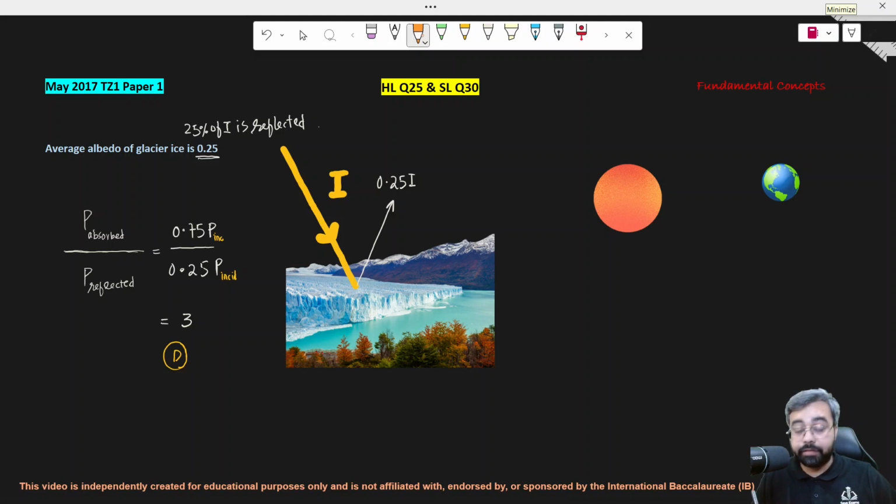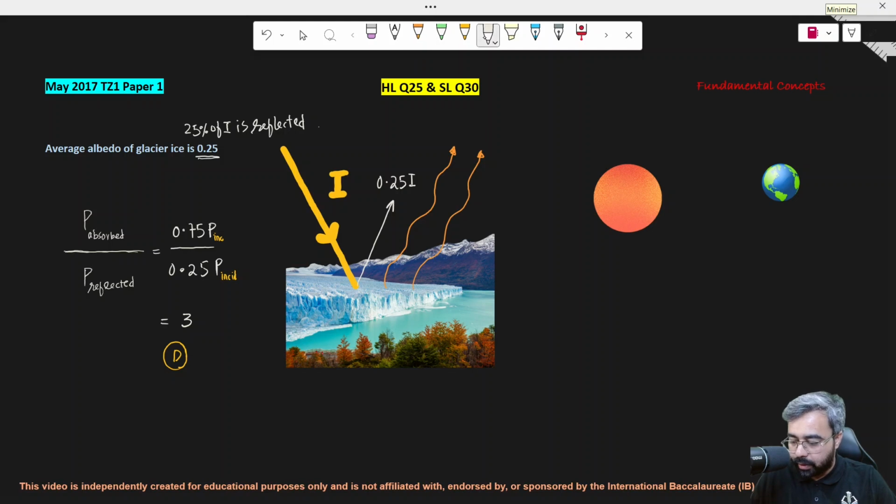So if 25% is reflected, then what happens with the rest of that? The rest of that is radiated, majorly in the form of infrared. All of that would be radiated if we considered it a black body radiation, but it is of course not. So some part of the absorbed power is radiated.